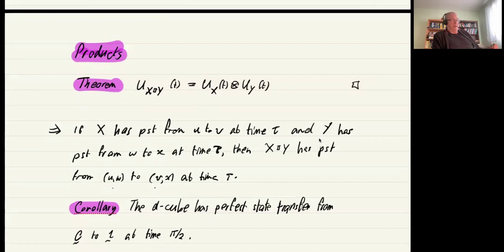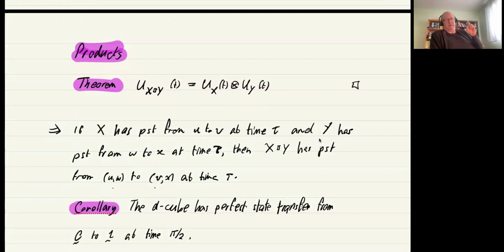Now I'm leaving that as an exercise, but it's not difficult at all. So the point is that if I have 2 graphs and I get perfect state transfer on each graph at the same time, then on the Cartesian product, I get perfect state transfer from one ordered pair to the other ordered pair of vertices. Okay, and so one consequence of this is, for example, the Cartesian power of K2s will admit perfect state transfer.